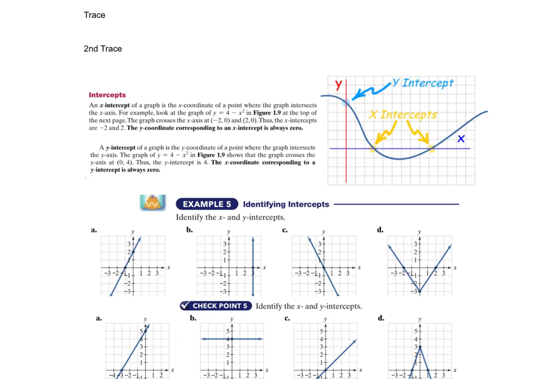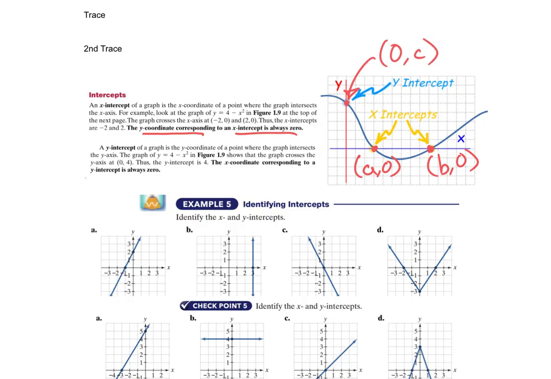Intercepts. Intercepts are where the graph crosses the axes. Okay, so x-intercepts on our image here we see is where it crosses the x-axis there. The y-intercept is where it crosses the y-axis. As we discussed before, the y-coordinate corresponding to an x-intercept is always 0. So this will be some value of x and 0. This x-intercept will be some value of x and 0. And the y-intercept will be 0 and some value of y.